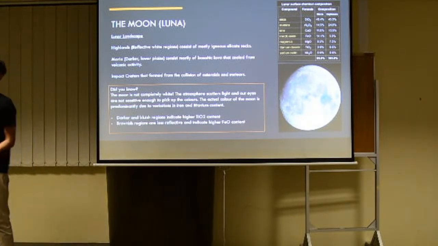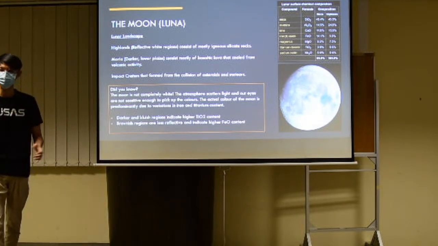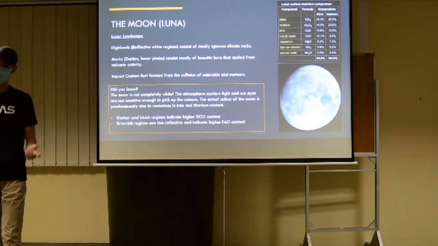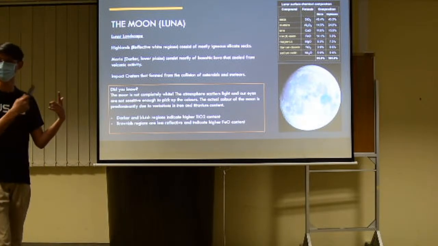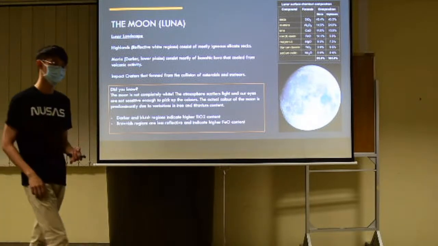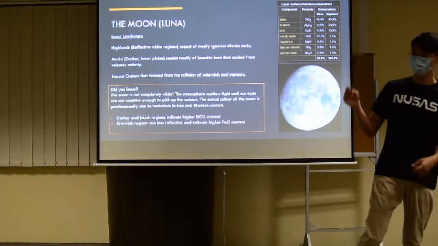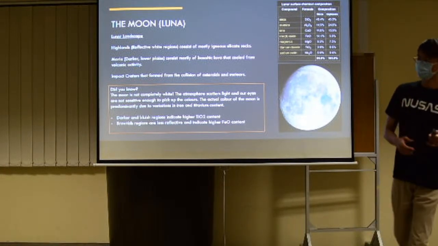But in actual fact, the moon is not completely white. The color of the moon is based on its mineral composition on the surface. So, regions that are slightly reddish have higher concentrations of iron oxide. Regions that are slightly bluish and darker have higher concentrations of titanium dioxide. Oh man, I'm fumbling my words today.